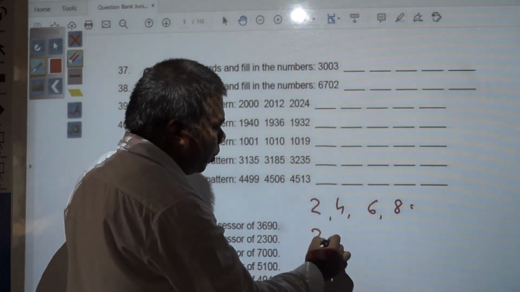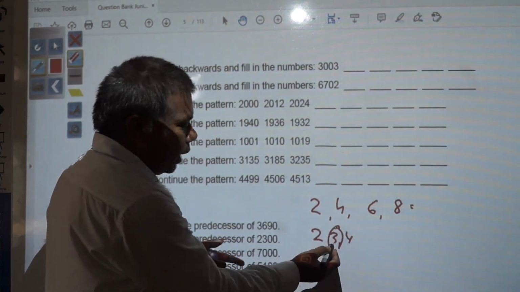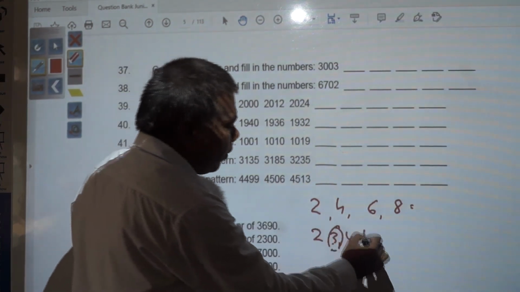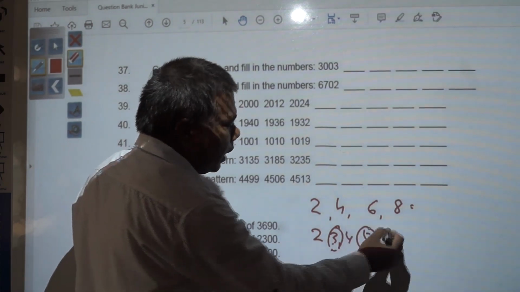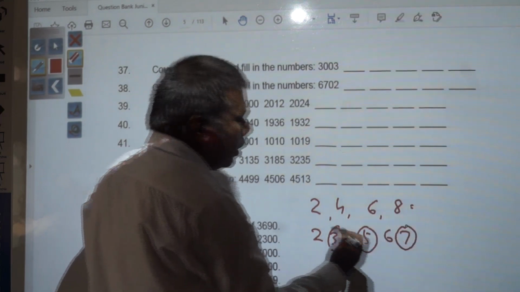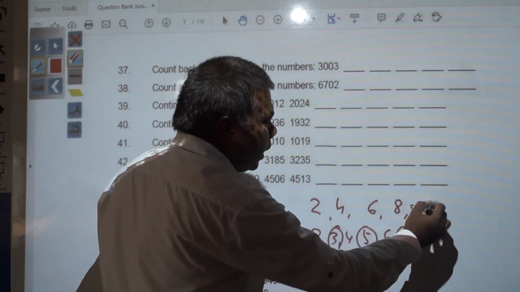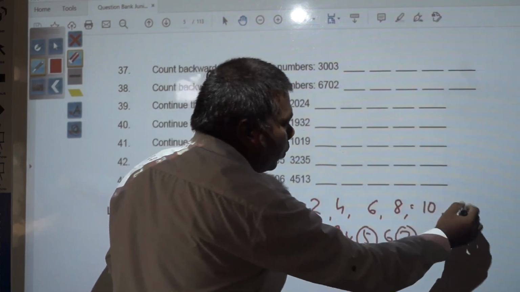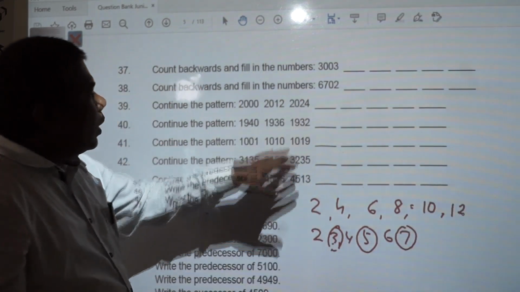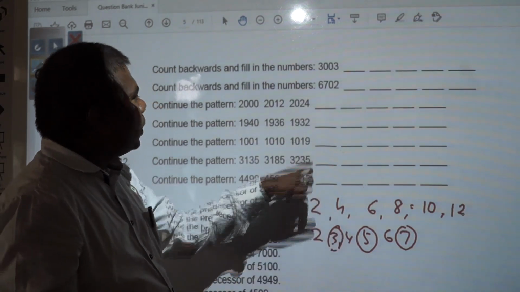It should be 2, 3, then 4. So one number only we are skipping. Then 5, one number again we skipped and we move to 6. One number again we skipped and we came to 8. So one number skipping and we are writing. So next number will be 10. The next number will be 12. So in this way only, pattern you need to understand and then you need to write.